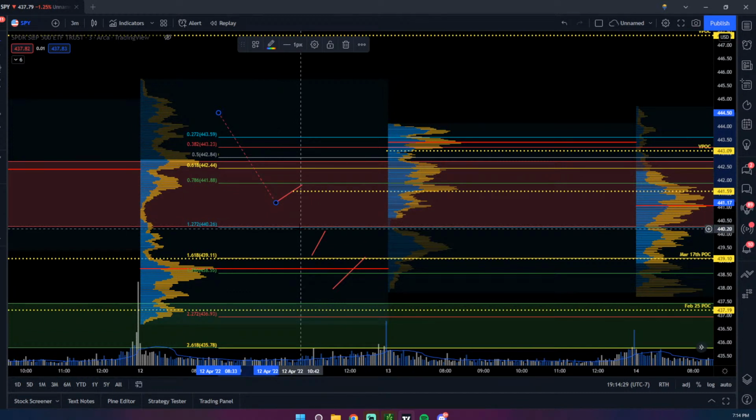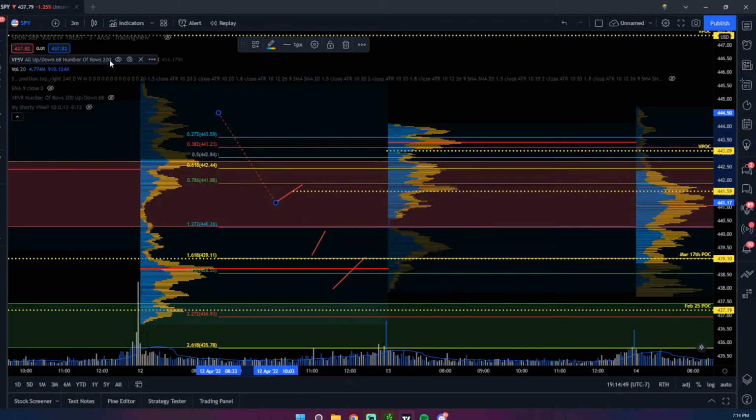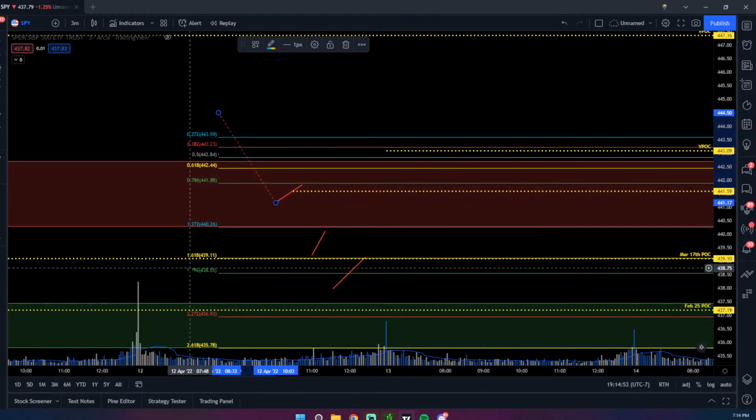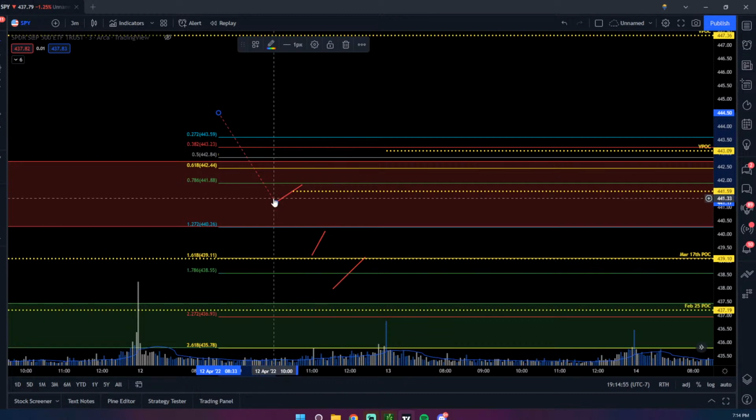If you took 3 contracts, your first trim you're going to grab here, your second trim you're going to grab at the 1.618 level, and your third trim you're going to grab at the 1.786 level. Hard to see because of our volume profile. Actually, let me turn this off. We don't need that right now. There we go. So the 1.786 level is going to be our third trim.